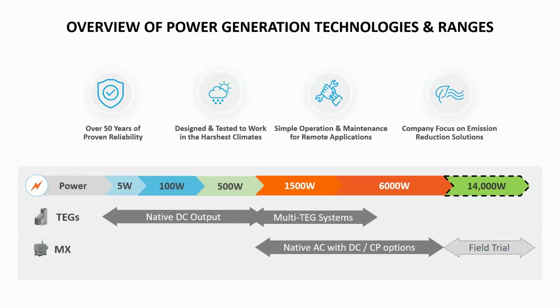The difference would be that the MX is a native AC output, and it is driven by an internal combustion engine rather than our TEG technology. We're currently working on a 14 kilowatt system, or MX, that is available for field trial this year. So if that's something of interest, please let us know.